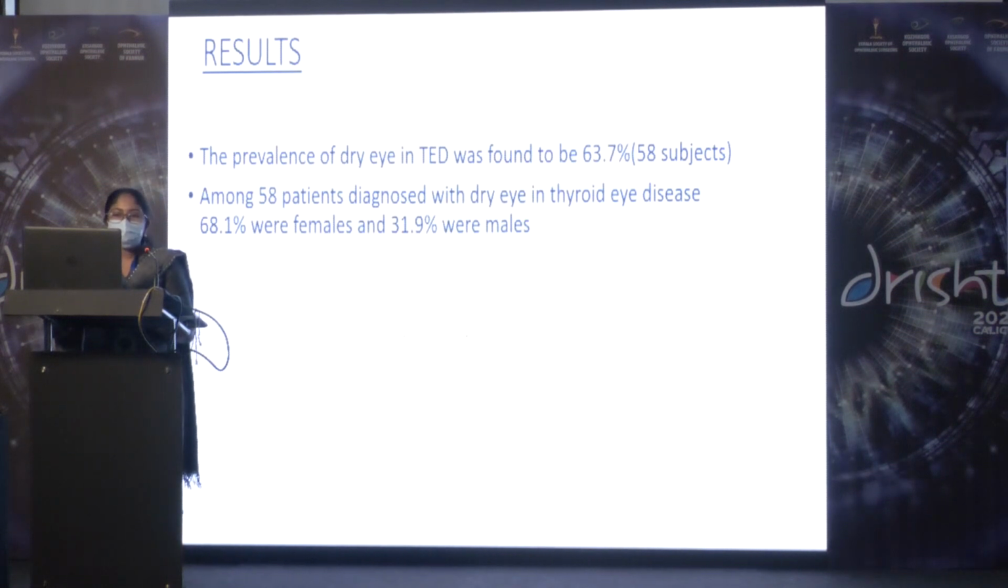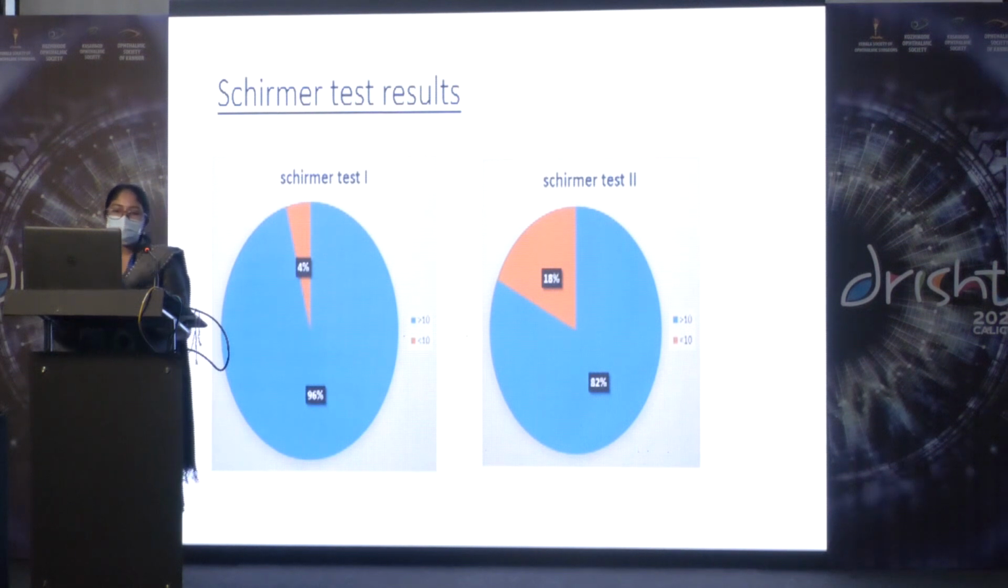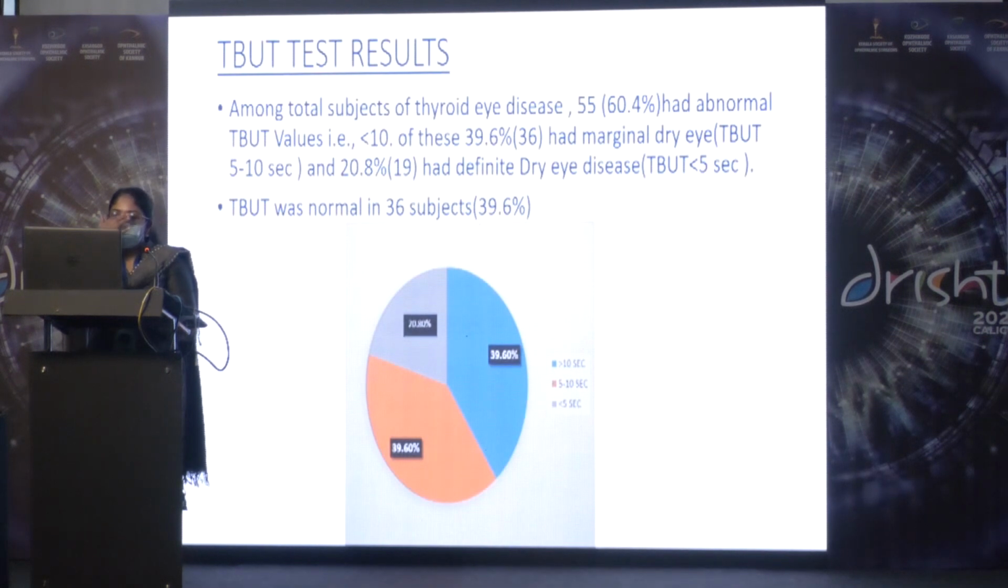Results of my study: the prevalence of dry eye in thyroid eye disease was found to be 63.7%, and among 58 subjects diagnosed with dry eye in thyroid eye disease, 68.1% were females and 31.9% were males. The Schirmer test results show 96% of Schirmer 1 was normal and in 4% of subjects it was abnormal, and Schirmer test 2 was normal in 82% of the subjects and in 18% it was abnormal. About the TBUT results, among total subjects of thyroid eye disease, 60.4% had abnormal TBUT values. Of this, 39.6% had marginal dry eye disease and 20.8% had definitive dry eye, and TBUT was normal in 39.6%.